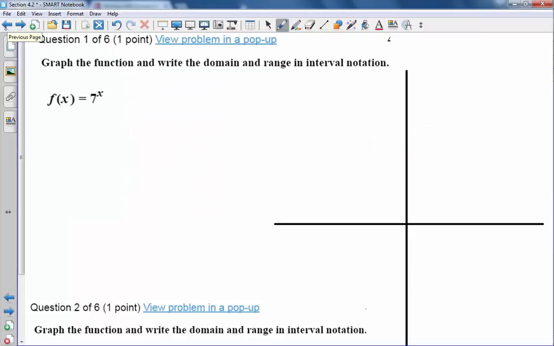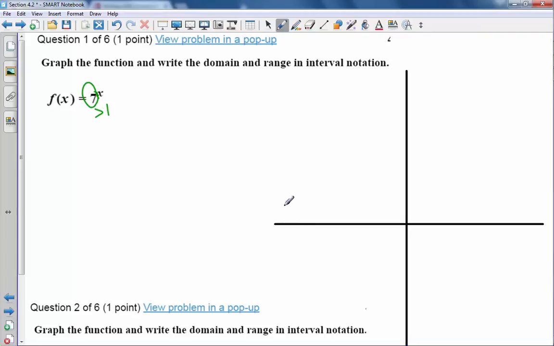All right, then graph 7 to the x. What is it going to look like? Just describe it. Is it decreasing or increasing? Increasing. This is a base more than 1, right?